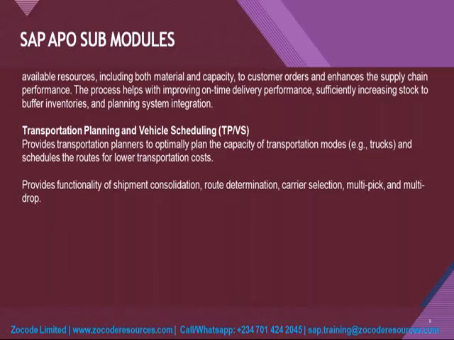Transportation planning and vehicle scheduling provides a transportation planner to optimally plan the capacity of transportation modes, like trucks, and schedule the routes for lower transportation costs. It provides functionality of shipment consolidation, route determination, carrier selection, multi-pick, and multi-drop.